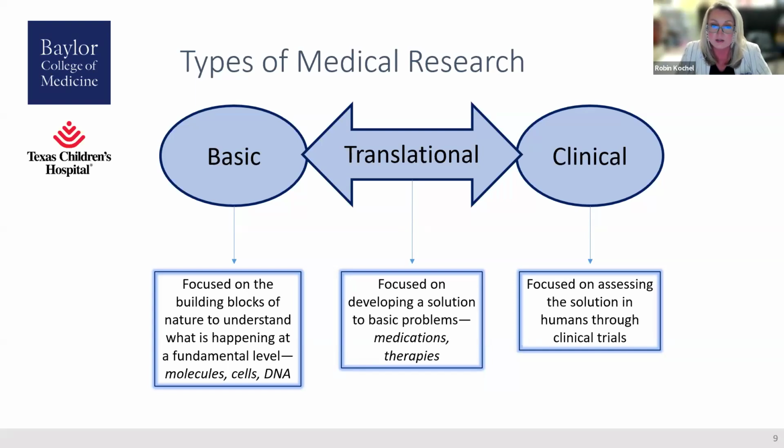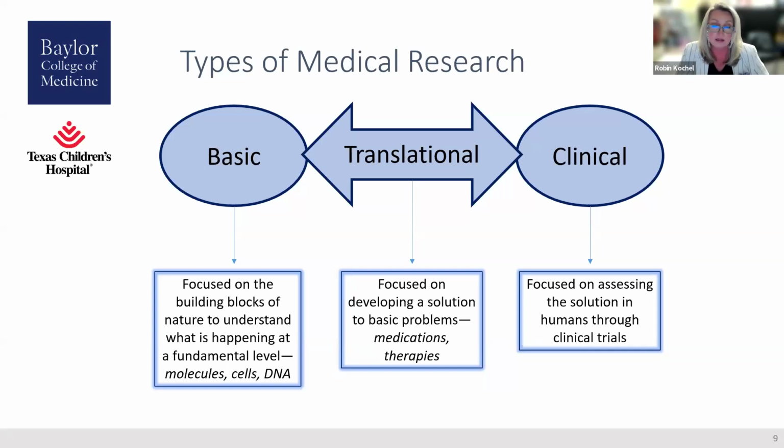Translational research is focused on developing a solution to problems that are identified through basic research. So, for example, this would be where we see medications being developed or therapies or interventions. And then clinical research is focused on assessing those solutions that are identified in translational research through clinical trials with human beings. So let me give you an example.